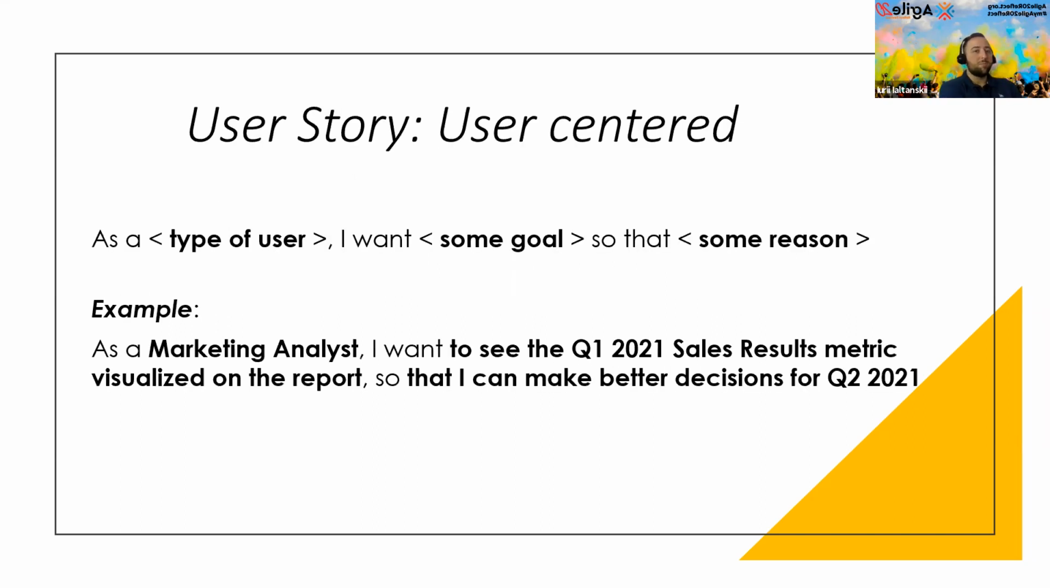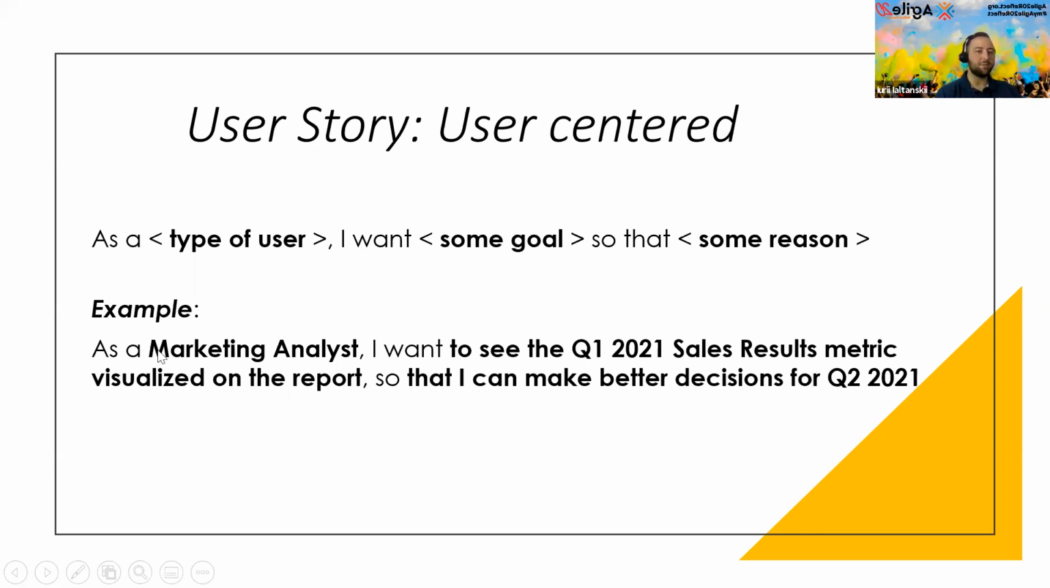Okay, right, let's review some different types of user stories now. The first one and the most popular is a user-centered story, right? Here we can see a template you could use while writing it. As a type of user, I want some goal so that some reason. And an example is this. As a marketing analyst, I want to see the Q1 2021 sales results metric visualized on the report so that I can make better decisions for Q2 2021.